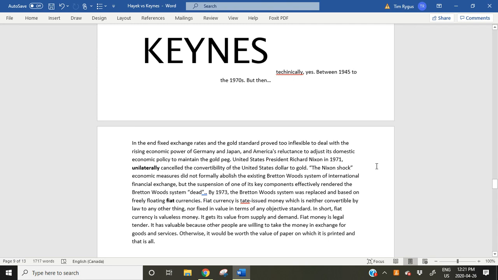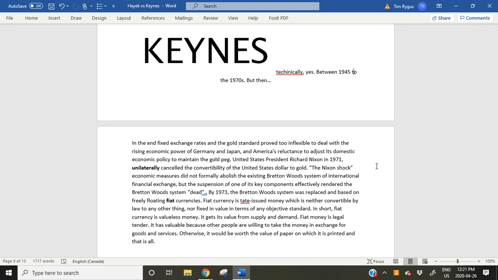So Nixon cancels the gold standard. They call this the Nixon shock. And these measures didn't formally abolish the existing Bretton Woods system, but the suspension of one of the key components rendered the Bretton Woods system dead. So by 1973, the Bretton Woods system was replaced and based on freely floating fiat currencies.